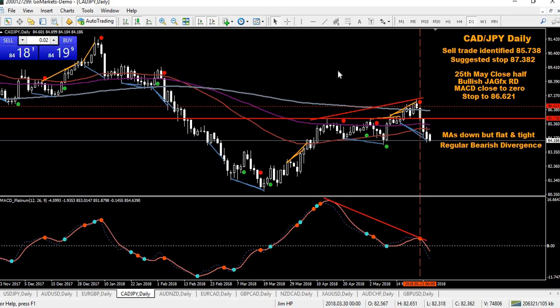Canadian Japanese yen. So I identified a sell trade in this area here. This is one I called in the Facebook group. Nominated a stop on the 25th of May. I suggest we close half. The reason why, we've got the bullish JAGfx divergence, this blue line here, and the MACD had also gone through the zero level. So then I've put the stop at this level, 86,621, and if that stop gets taken out, it's overall break even or slightly better. It can't really lose on that trade unless there's a huge move against me on a gap or something like that, but looking all right.